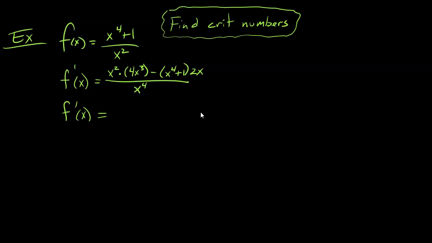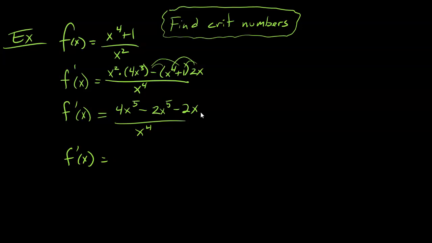So this first one turns into 4x to the fifth minus 2x to the fifth minus, because that minus gets distributed out, 2x. Now this actually doesn't look too bad because I can even simplify that further. So 4x to the fifth minus 2x to the fifth would be 2x to the fifth minus 2x, over x to the fourth. The top equal to 0 and the bottom equal to 0 are going to be our critical numbers.